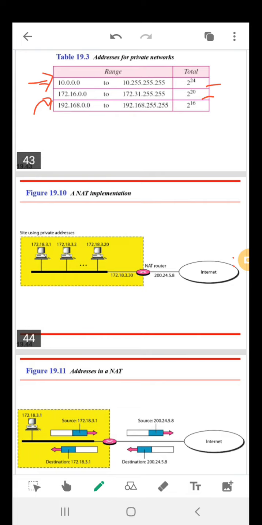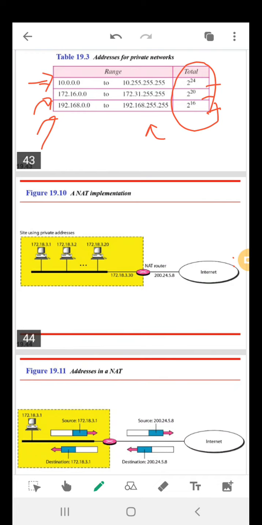And the third set of IP addresses is 192.168.0.0 to 192.168.255.255, which is equal to 2 raised to power 16 IP addresses. So these IP addresses, with these ranges, are classified as private IP addresses.